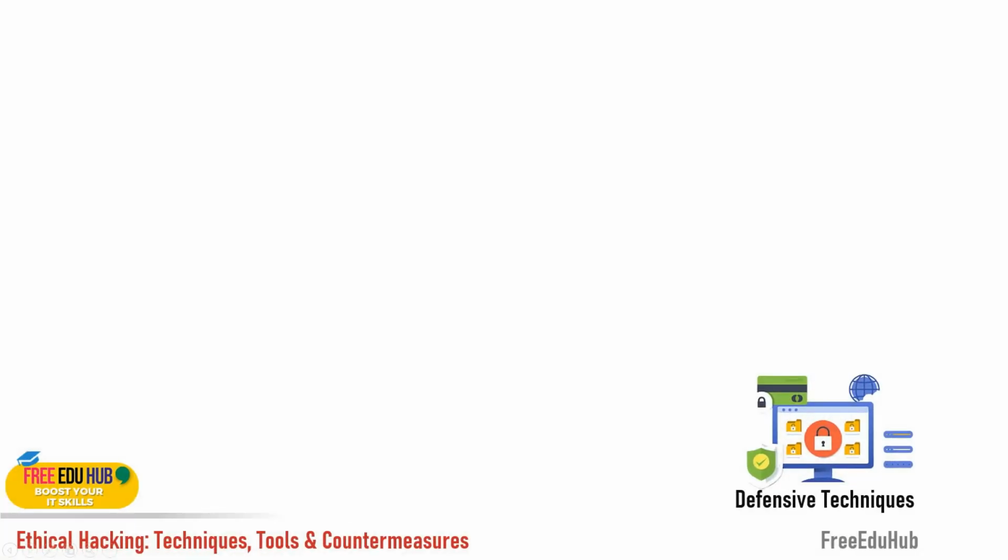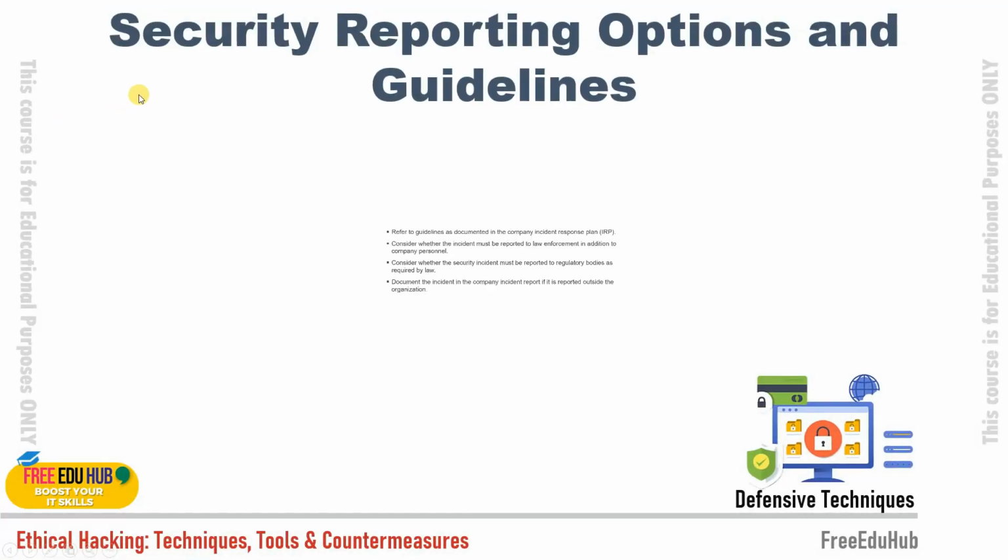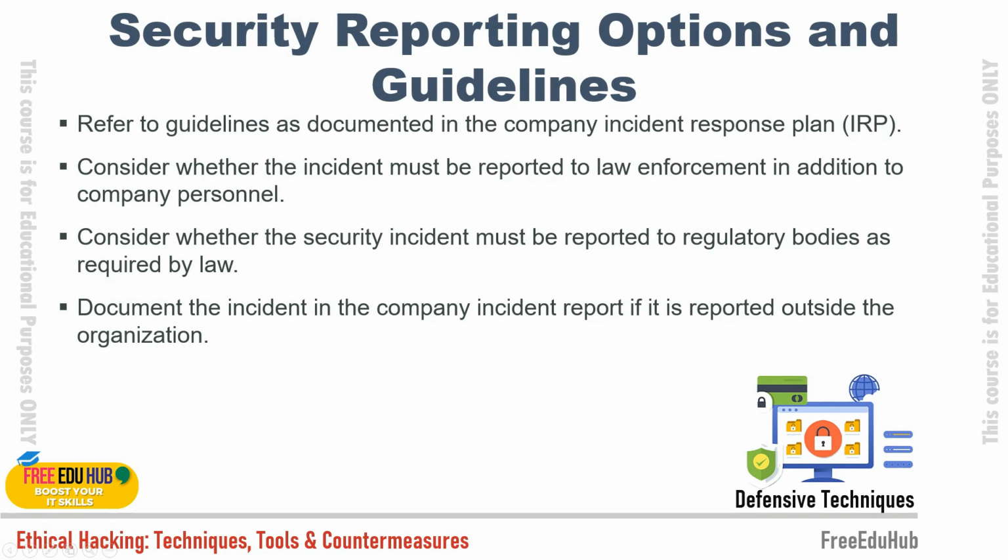Then we have the security reporting options and guidelines. Effective communication with relevant parties is an essential part of incident management. It is important to consider the organizational structure and hierarchy when developing incident communication strategies, including after-incident reports, etc. Proper communication and identifying the appropriate recipients can significantly impact the effectiveness of the security incident response.